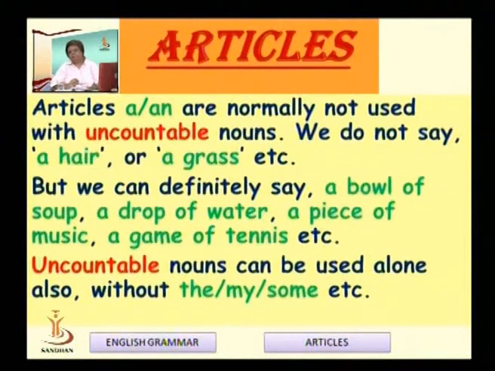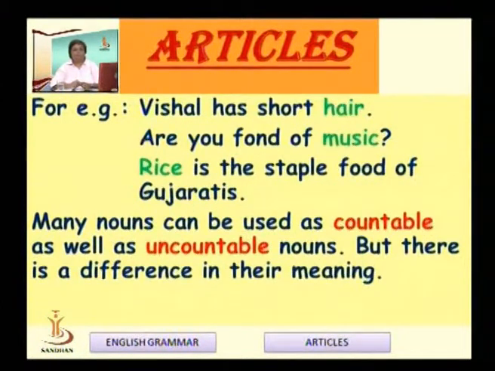How? Let us take a few examples. For example, Vishal has short hair. Can we look at the uncountable noun there, my friends, in this sentence? Exactly, hair is the noun. Have I used any article, any possessive pronoun or any quantitative adjective? None. Look at the second sentence. Are you fond of music? Where is the uncountable noun? It is music. Have I used any article or possessive pronoun? Once again, the answer is in the negative.